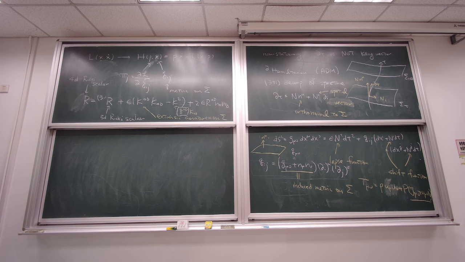And then the last time when I talked about the Gauss-Codazzi equation, we just have this Q mu nu K mu nu is equal to theta. So that's what we learned last time.